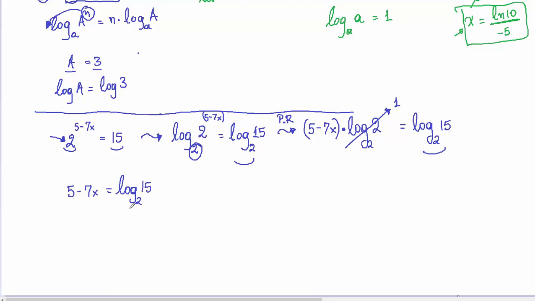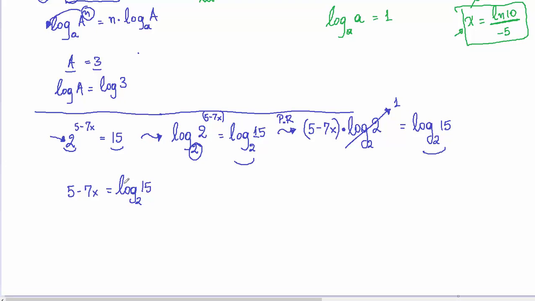Now, I want you to remember that the log of 15 with base 2 is just a number. I don't know exactly what number it is, but I can tell you it is something less than 4. Why? Because 16, that is a little bit bigger than 15, the logarithm of 16 with base 2 is 4. So the logarithm of 15 should be something like 3.8. So it's a number, remember that. So I have 5 minus 7x equals this logarithm. You don't need to change it, you don't need to approximate it, but you need to remember that it's a number. And since it's a number, it's a constant.